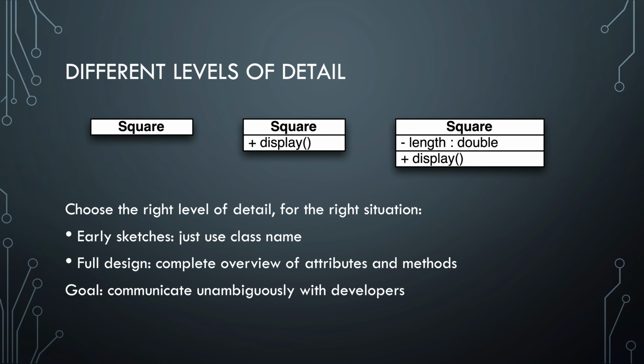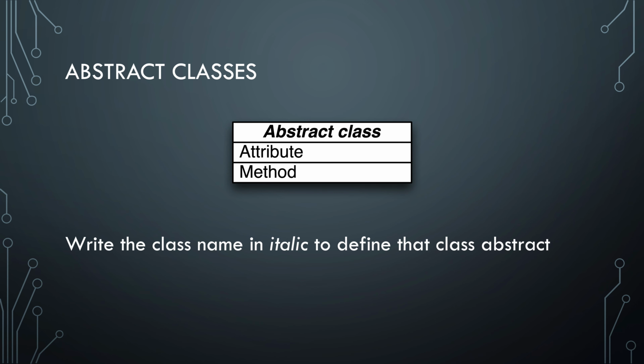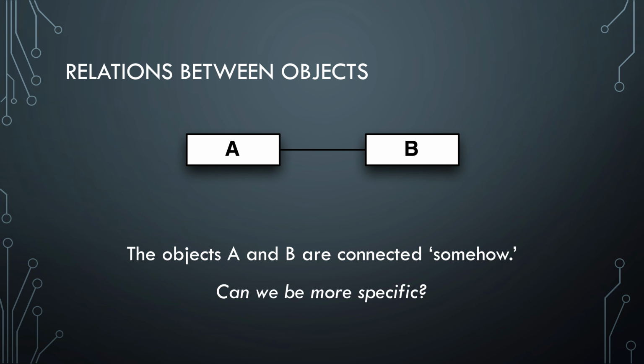You can use different levels of detail depending on the situation. In early sketches, just use the class name. In a full design, also include attributes, types, and methods. And if a class is abstract, then you write its name in italic. UML also allows specifying relations between objects. Here, objects A and B are connected somehow. But in what way? Can we be more specific?